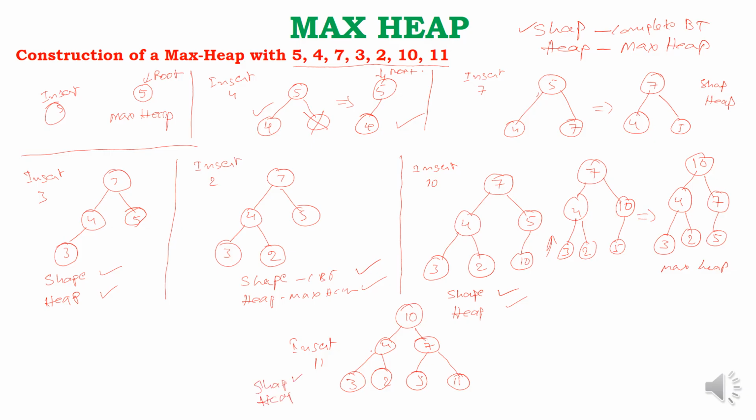Heap property? Is it satisfying max heap? 10 is greater than 4 and 7. Is 7 greater than 5 and 11? No. 11 is greater than 7. So we have to interchange these two first. So, 10, 4, 11, 3, 2, here 5, 7.